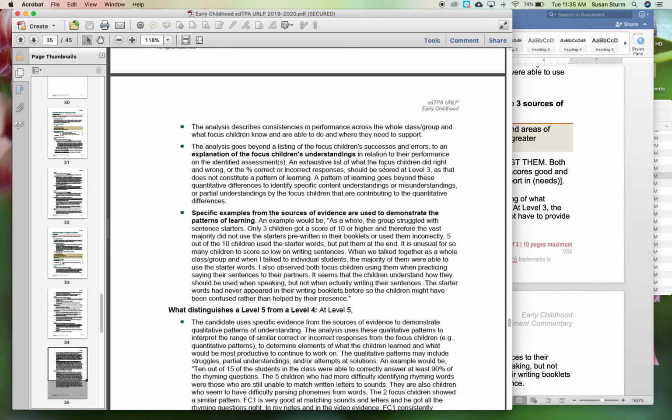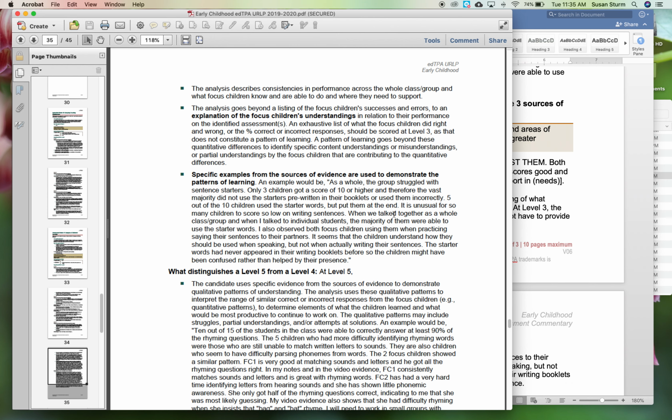An exhaustive list of what the children did right or wrong, the percentage correct or incorrect, should be scored at a level 3, as this does not constitute a pattern of learning. A pattern of learning goes beyond these quantitative differences to identify specific content, understandings or misunderstandings, or partial understandings by the focus children that are contributing to the quantitative differences. So this next part is all a good example of how to go beyond just this one got a 3 out of 4, this one got a 4 out of 4.